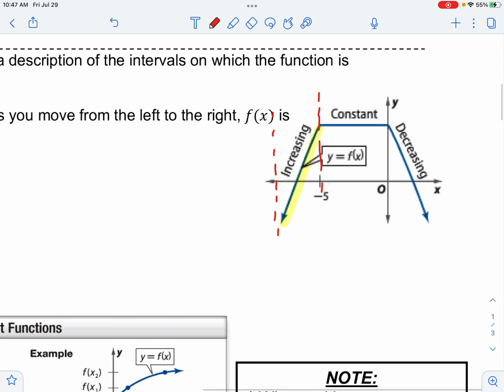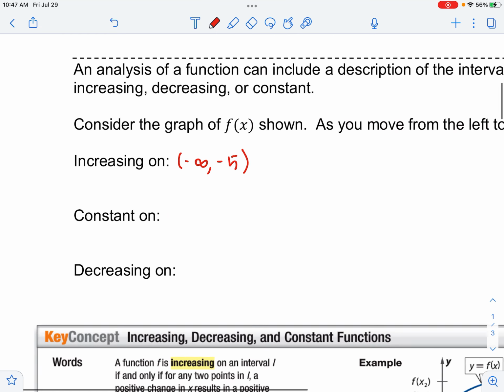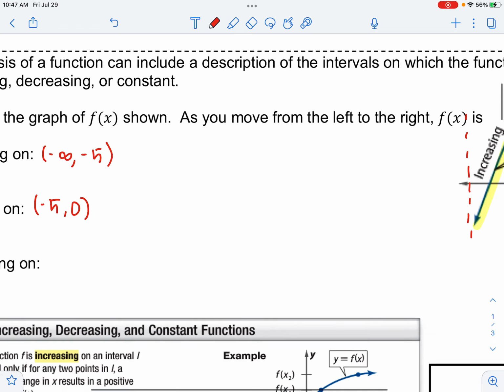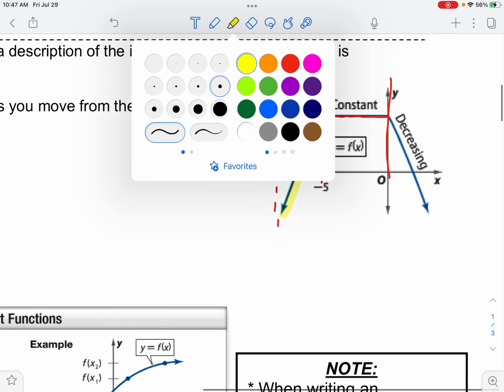All right, let's move on to constants. So it is a constant when it is flat. So here it is flat. If I look left to right, I already have the dash line there for left, and then it stops there on the right. So it's from -5 to 0. So it is constant from -5 to 0. Once again, remember you're looking at the domain of that piece.